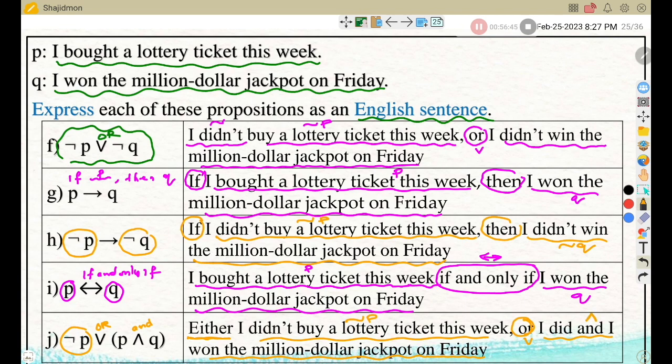You can write the first one, p, as I bought a lottery ticket this week, and I won the $1 million jackpot on Friday. That is also correct. But grammatically, when we are writing, this one is the correct one. But logically equivalently, you can write either I didn't buy a lottery ticket this week, or I bought a lottery ticket this week and I won the $1 million jackpot on Friday. That is also correct. So this is the idea of how to express logical expressions using English sentences. Hope you understood. You can practice some more questions so that it will be easy.